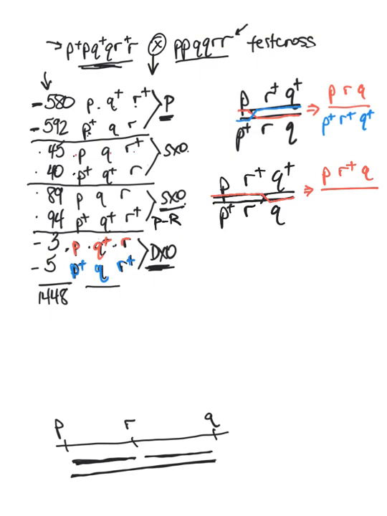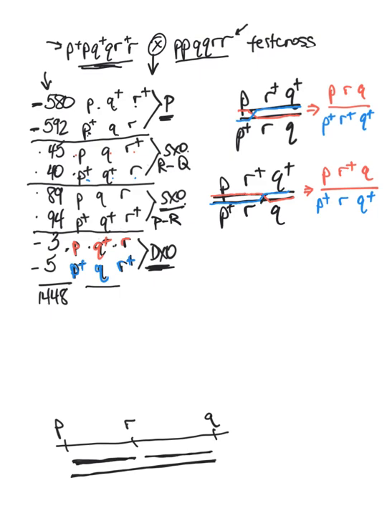The other chromosome, I'd start on the bottom left. I get P plus, I get R, then I cross over and I get Q plus. P plus, R, and Q plus. Over here, P plus, R, and Q plus. So yes, these two with 45 and 40 as my counts represent a single crossover between R and Q.